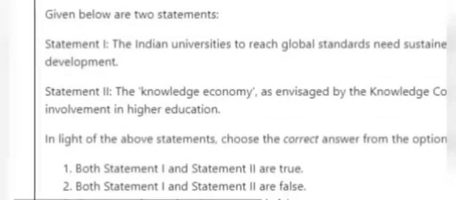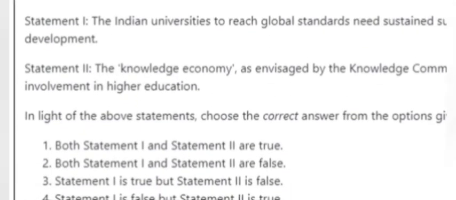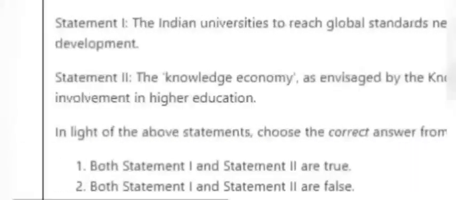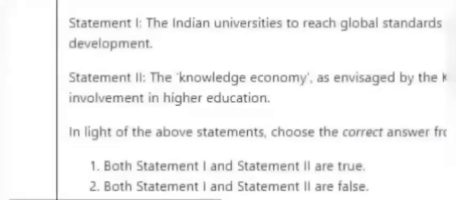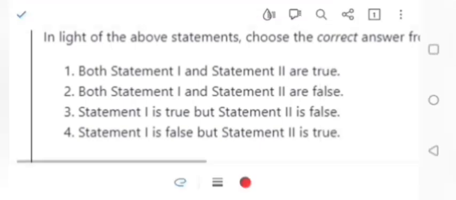43, same question. Statement one says, the Indian universities to reach global standards need sustained support for programs in research and development. Two says, the knowledge economy as envisaged by the Knowledge Commission does not need government involvement in higher education. Choose the correct option. These are the options. Correct option will be 1 is true but 2 is false. That is 43.